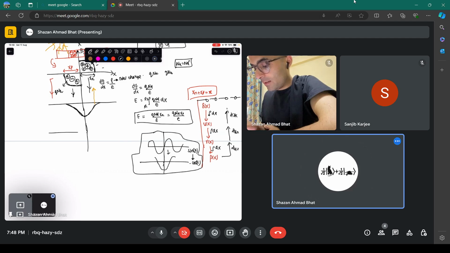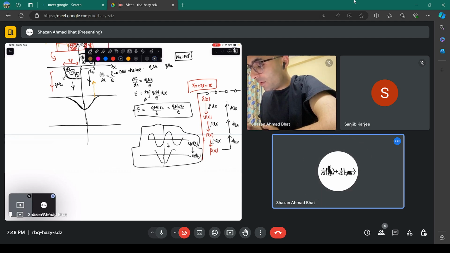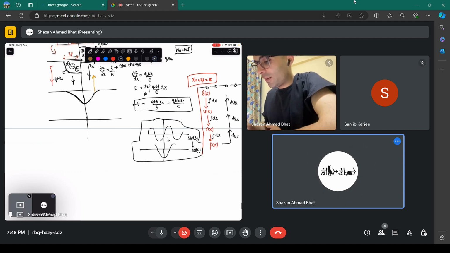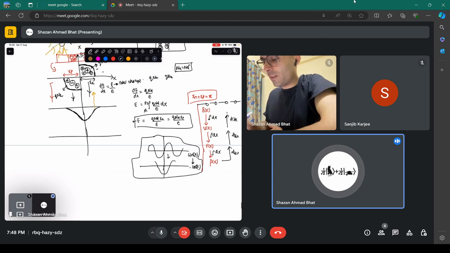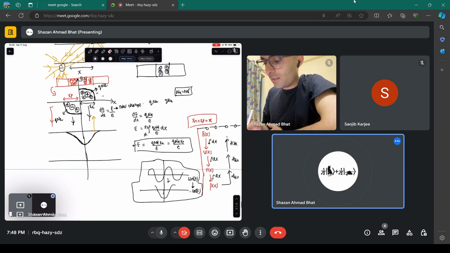Then if you know the electric field now, you can compute the potential. The potential is the band diagram. I'm just going from a simplistic picture of space charge.